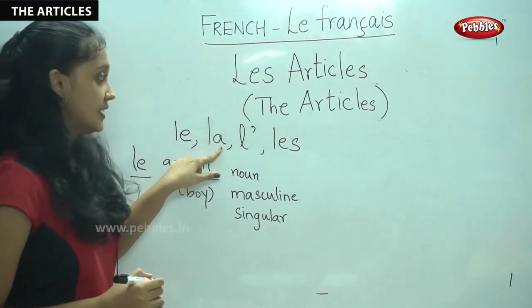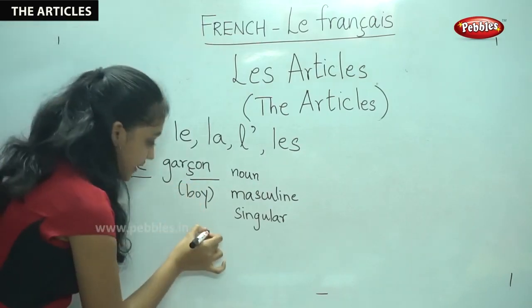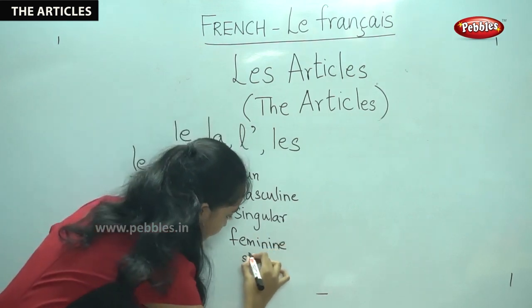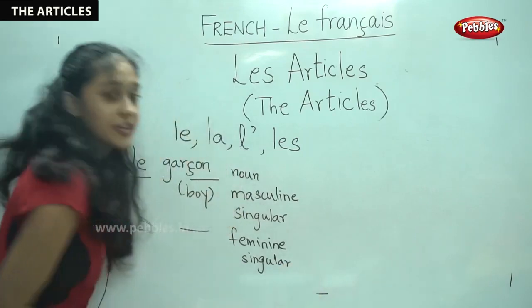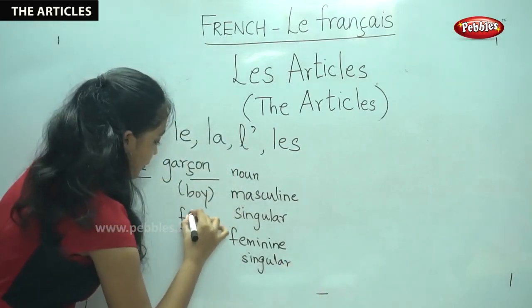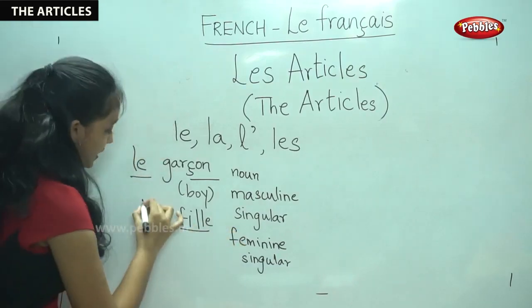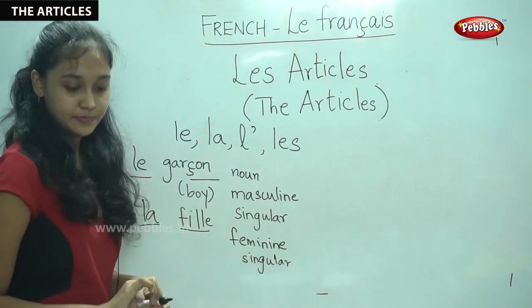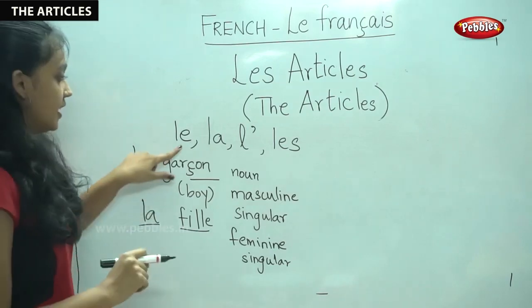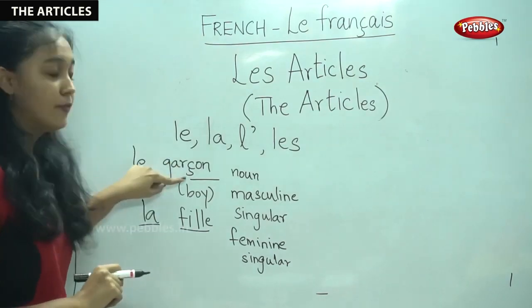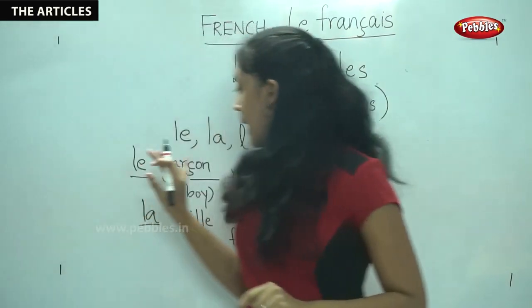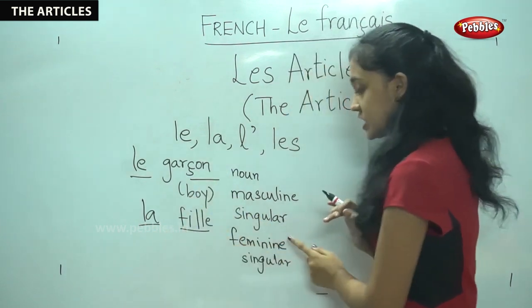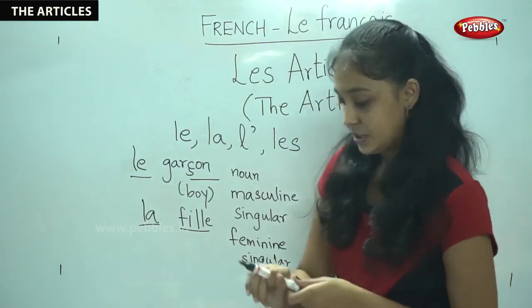Similarly, the article la is placed before a noun that is feminine singular. For example, the girl, fille. Before fille, you place the word la because fille is feminine singular. Did you understand that? I'll repeat it once again. The article le is placed before a noun which is masculine singular. The article la is placed before the noun which is feminine singular. Let us move on to the next one.